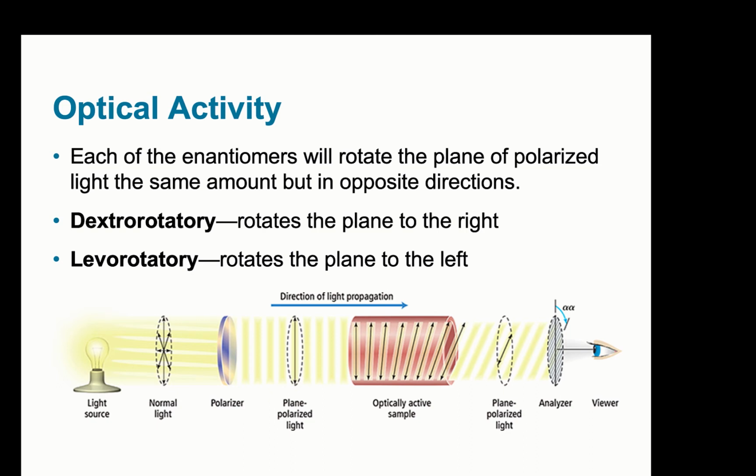And so dextrorotary means it rotates light to the right, and levorotary means it rotates light to the left. If you look to biochemistry, maybe you've heard of dextrose before. Dextrose is glucose. Glucose and dextrose mean the same thing. Well, glucose is dextrorotary. It rotates light to the right. So that's why we call it dextrose.